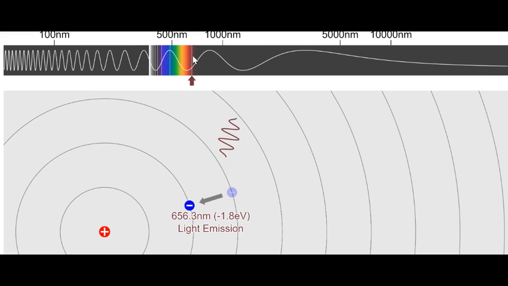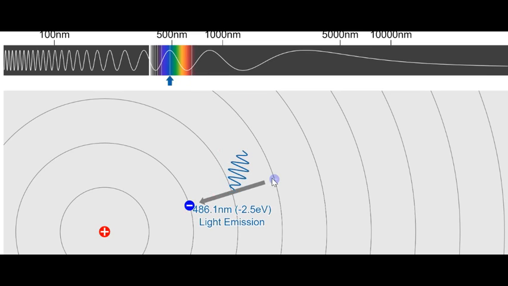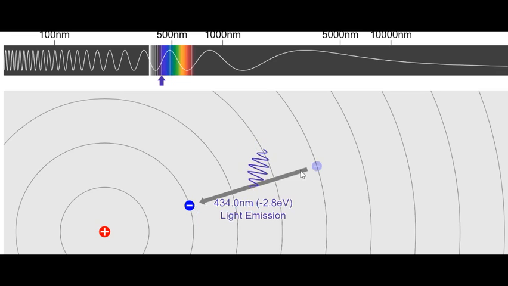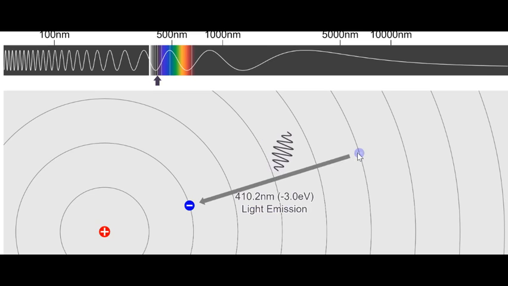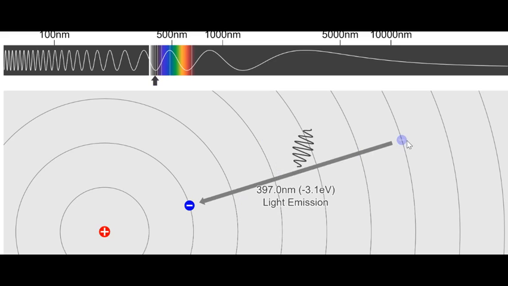It appears to be a red light when the transition is from n equals 3 to n equals 2. When the transition is from n equals 4 to n equals 2, the light produced is somewhere in the blue light. Now from n equals 5 to n equals 2, it is dark blue, fine. When it is from n equals 6 to n equals 2, it is purple. When it is n equals 7 to n equals 2, then it is a darker color, fine.